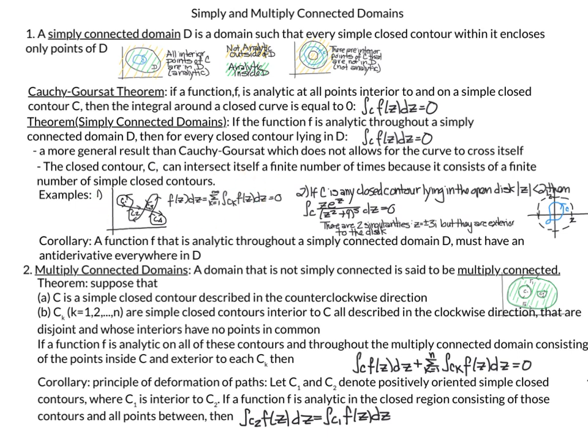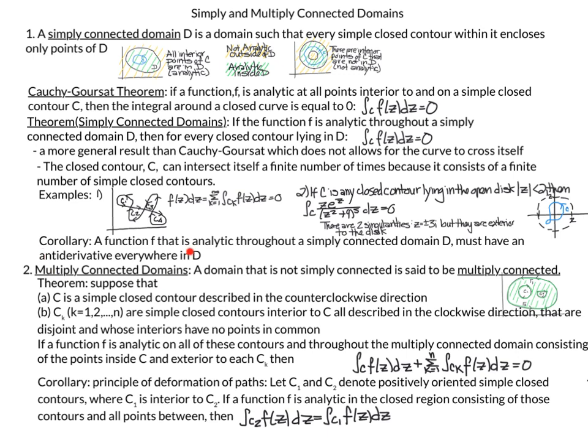As in this example here, we have this contour that crosses itself several times, but you can see it's essentially piecewise made up of contour C1, C2, C3, and C4. And then we have this corollary. A function f that is analytic throughout a simply connected domain D must have an antiderivative everywhere in D. When we cover this topic in more detail after our overview, we will discuss this, and also I will remind you about the antiderivative theorem we had from our last video.